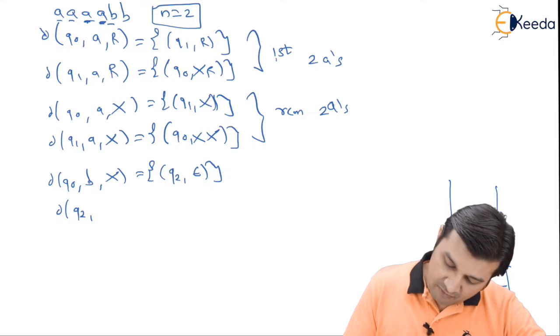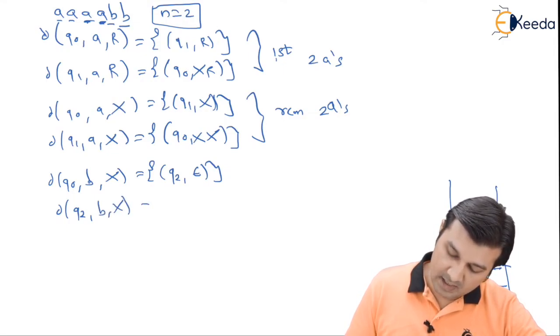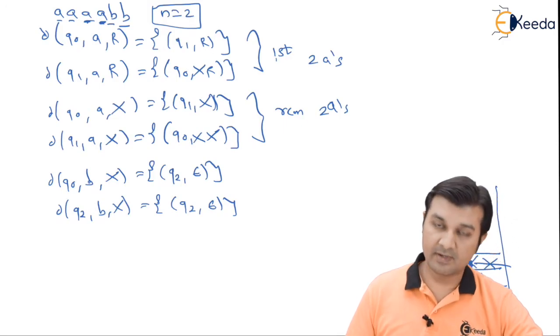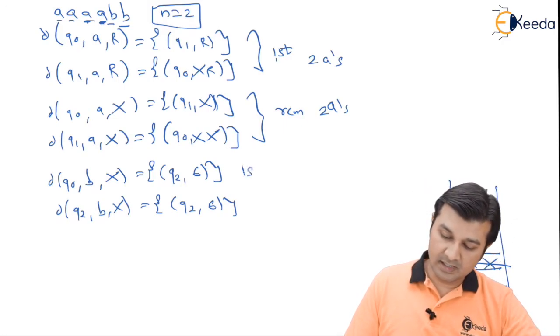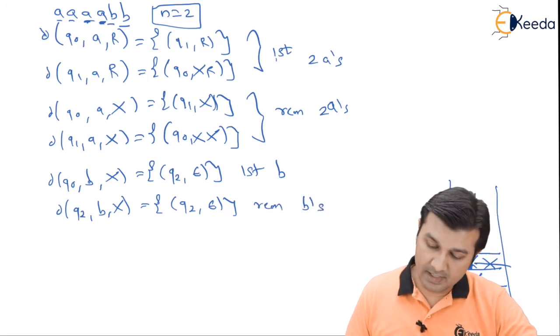I receive my last B as per the example. Stack top is still X. I say keep on popping all the remaining B's in state Q2 itself, signifying this is for my first B and this is for my remaining B's, right?